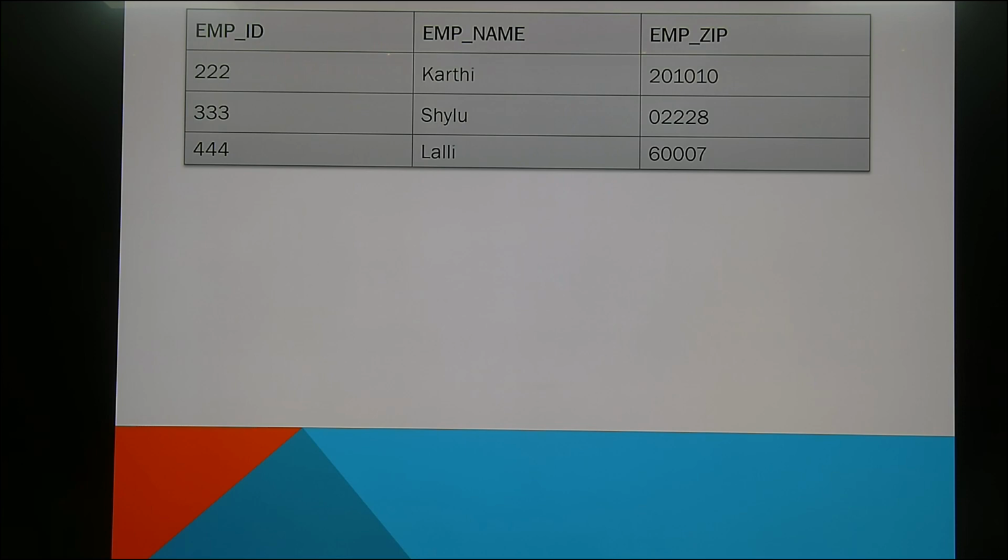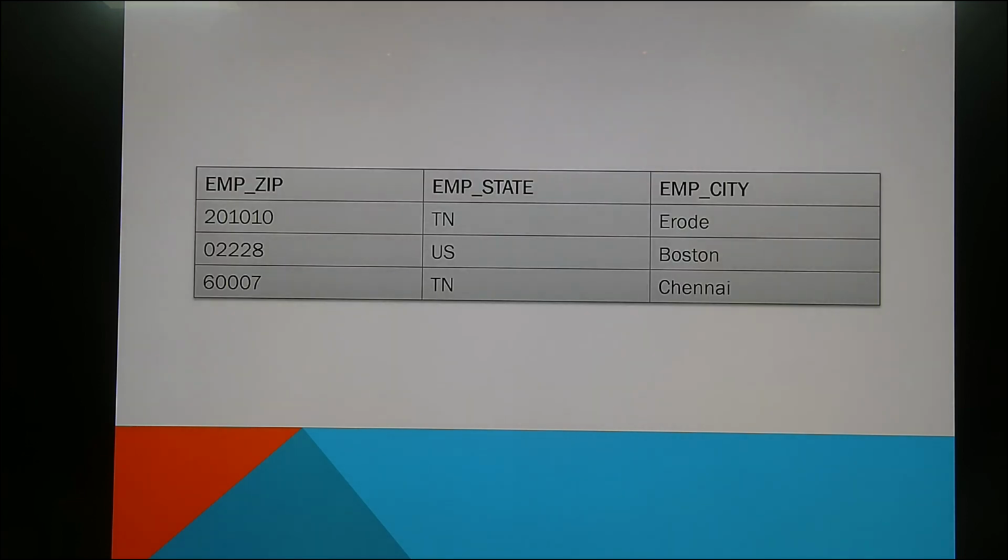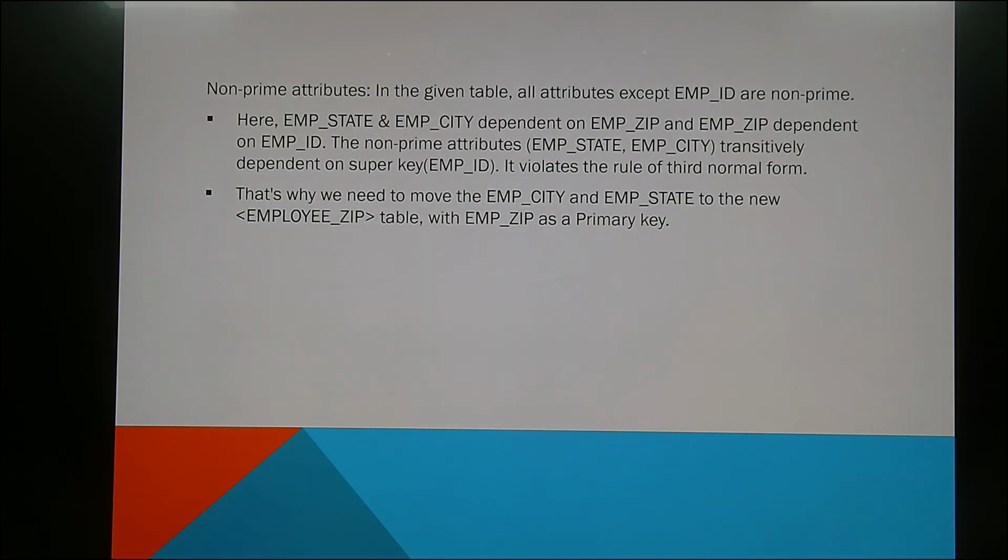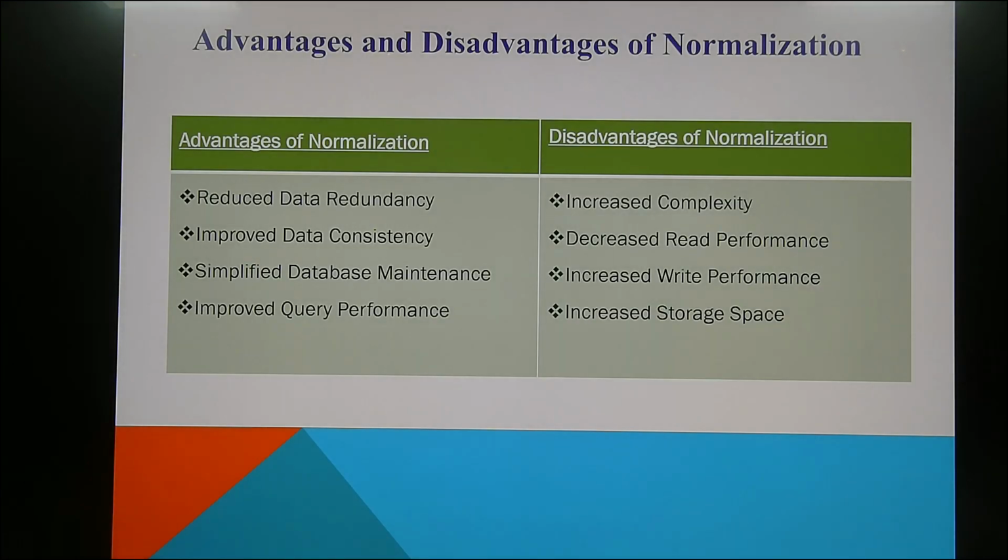Now I have removed the transitive dependency by using this table: employee ID, employee name and employee zip. And the other table is split into employee zip, employee state and employee city. From the table we can understand that employee state and employee city depend on employee zip, and employee zip depends on employee ID. So it is a transitive dependency. From that we have moved employee city and employee state to a new table with employee zip as the primary key column.